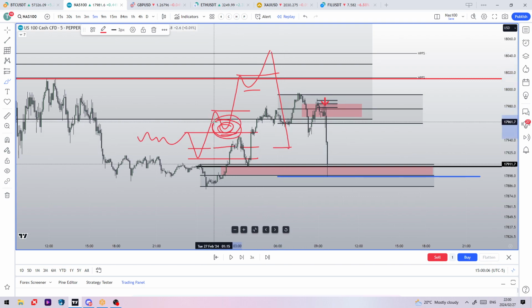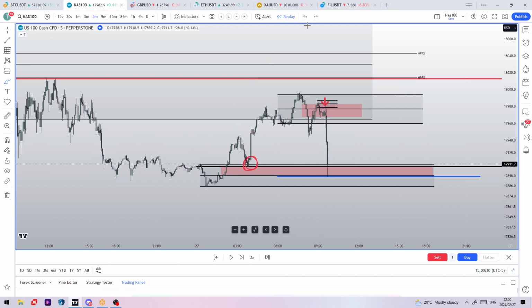This initial level was a level of inducement to engineer liquidity and start to get people to move their stops up as price starts to move, right? So this, for me, is one of the very first concepts that I learned and taught. It's looking for inducement liquidity.